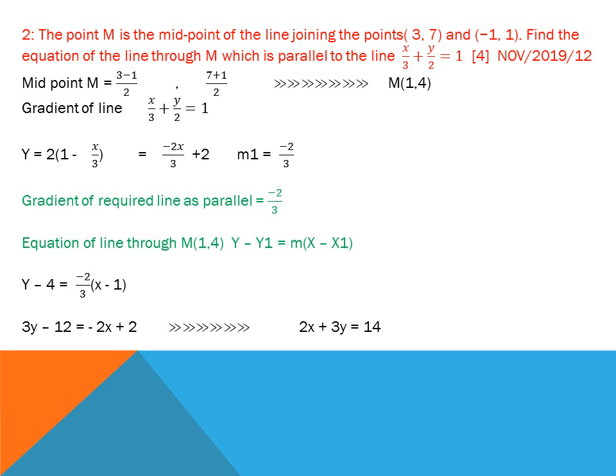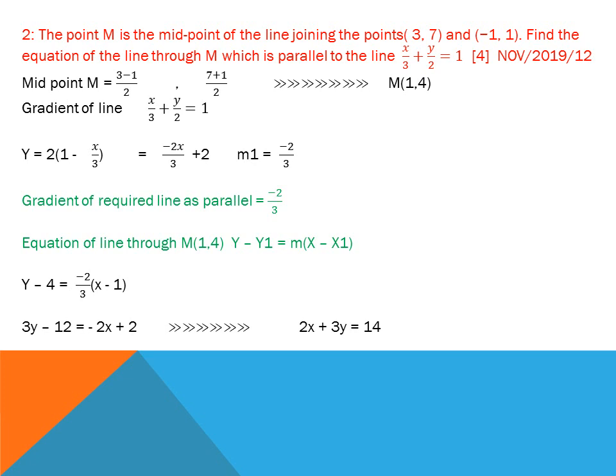So m1 is equal to minus 2 by 3 and m2 is also minus 2 by 3 because the lines are parallel. The gradient of the required line, as it is parallel, is equal to minus 2 by 3. Then the equation of the line passing through M, the midpoint of these 2 points which are given in the question, and the gradient is equal to minus 2 by 3.